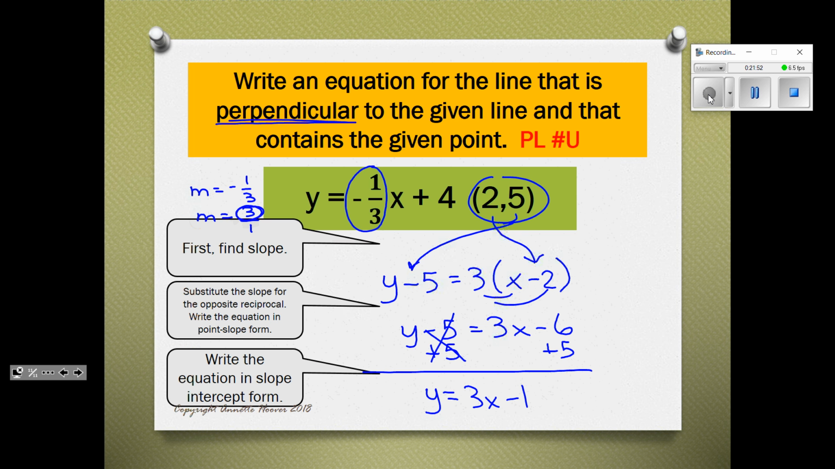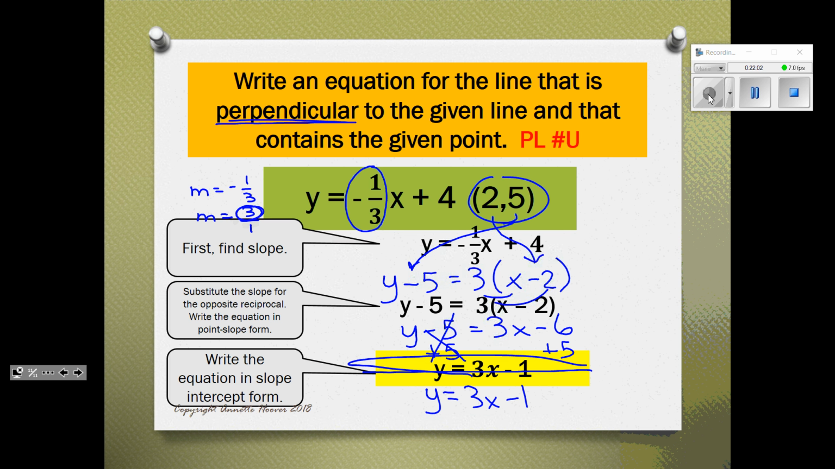You probably like it without fractions. There's all the steps we just did. y equals 3x minus 1. Okay, so what you need to remember is that parallel, we use the same slope. Perpendicular, we use the opposite reciprocal. Good luck with parallel and perpendicular lines.